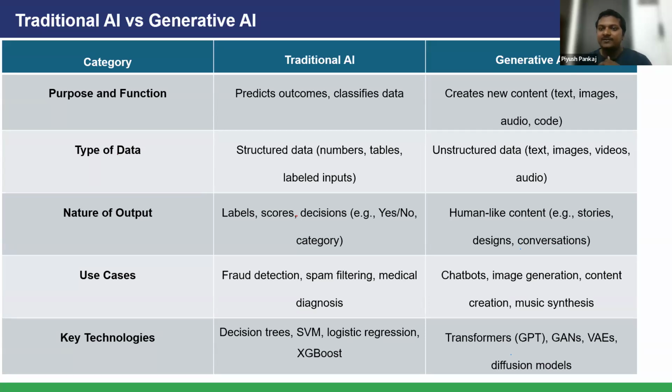The type of data in traditional AI was structured data, meaning data that we can put into rows and columns, like tables, numbers, and labeled input. In generative AI, mostly we are working on unstructured data, like text, images, videos, audios, and so on. And the nature of output in traditional AI is a label. Label means, for example, what type of mail you have got, a spam email or a promotional email and so on.